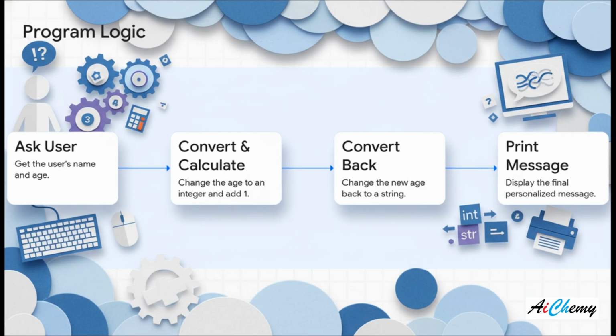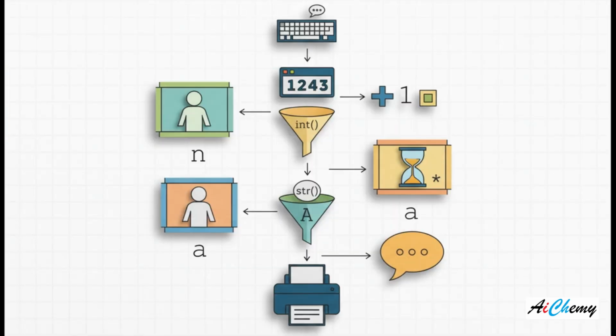But then, and this is clever, we have to convert the new age back into a string so we can join it with our text message at the end. Finally, we'll print the whole thing out. And here's what the final code looks like. It's actually pretty amazing how much is happening in just a few lines.